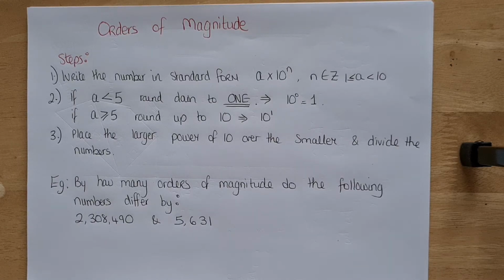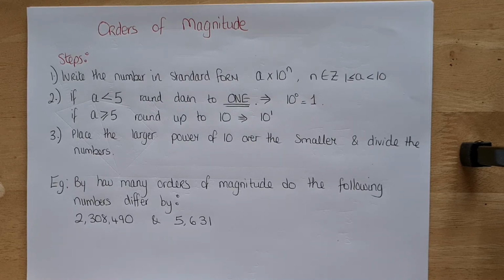Okay, we're going to look at orders of magnitude next. What an order of magnitude means is that certain numbers are so large that they need to be expressed in scientific notation, or else the number is so minuscule that it also needs to be expressed in scientific notation. Scientific notation is the same as standard form, which is also known as index notation.